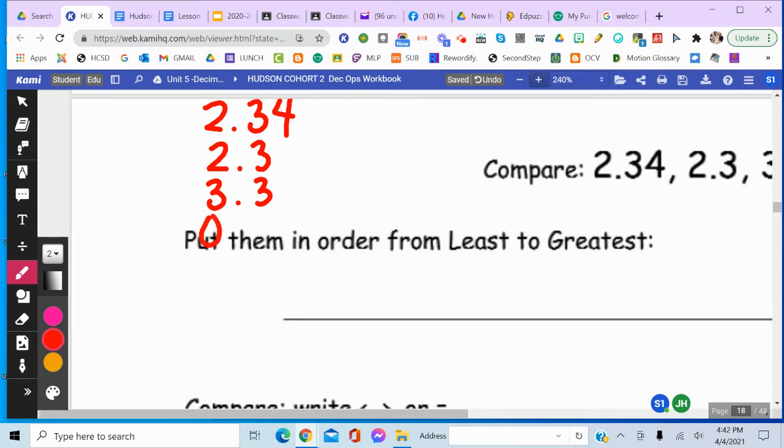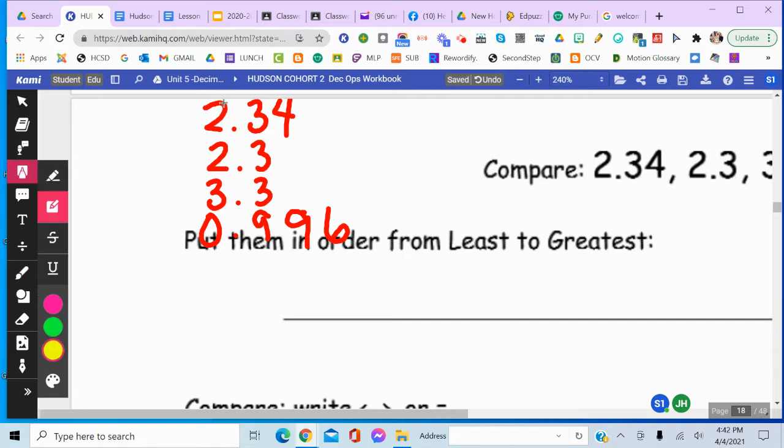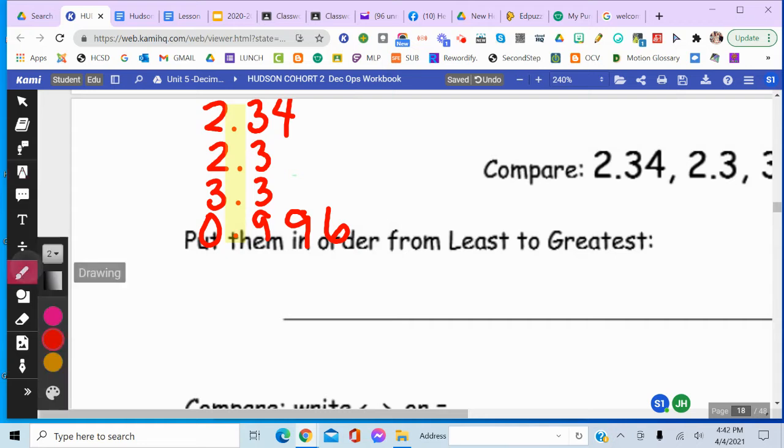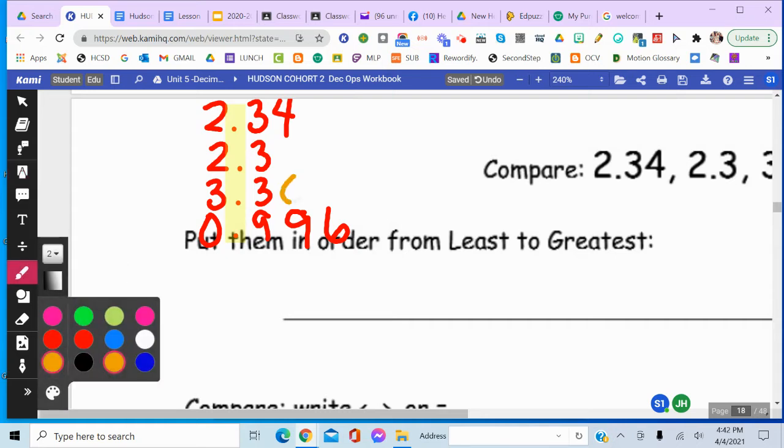Oops, that's a typo. That's supposed to be a 9. Okay, so I have all my decimal points lined up. Real nice right here. You can see that everything's lined up by place value. Okay, now the next thing I'm going to do is add some zeros on. I'm going to add on some zeros here so that everything goes to the same place value.